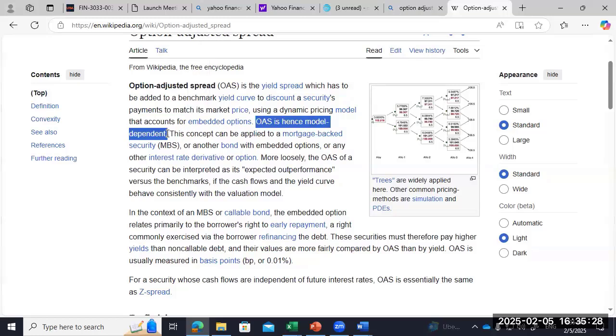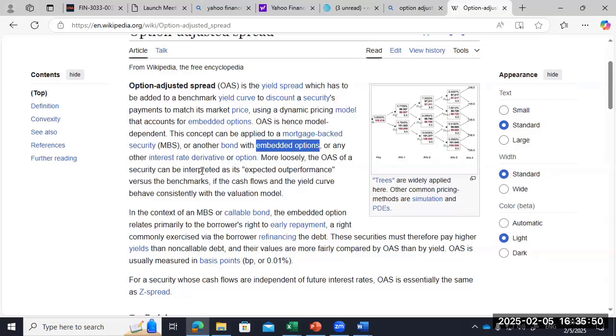OAS is model dependent. That's absolutely true. If you go on Bloomberg and you look at OASs, you will get different OASs depending on which bank did the calculation. It is a theoretical number. This concept can be applied to mortgage-backed securities or other bonds with embedded options. That term is so important. Or any other interest rate derivative or option.